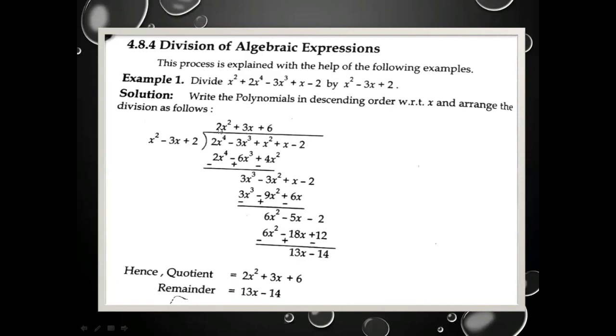When we multiply 2x square by x square, the answer is 2x4. 2x square multiplied by minus 3x, the answer is minus 6x cube. 2x square times 2, the answer is 4x square. Now, after each step of division, we take subtraction. So for that, we change the sign of the lower polynomial. Where there is plus, write minus. Where there is minus, write plus. Where there is plus, write minus.